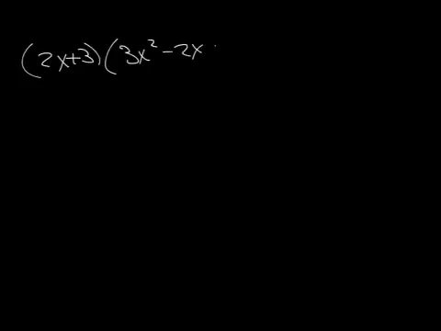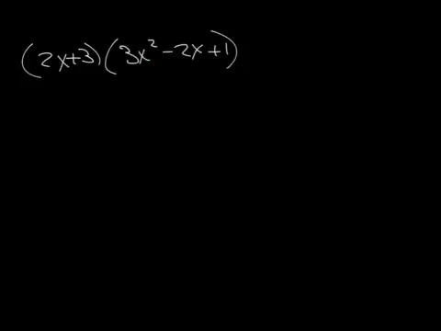Alright, so let's look at example 4. They give us 2x plus 3, and they're multiplying it by 3x squared minus 2x plus 1. Okay, you can do something kind of like the FOIL method. The way that works is you multiply this times that, times that, times that. Then you multiply this times that, times that, times that. So that's kind of like the FOIL method, only you're making sure you're multiplying this times everything in here, and this times each one of those in there.